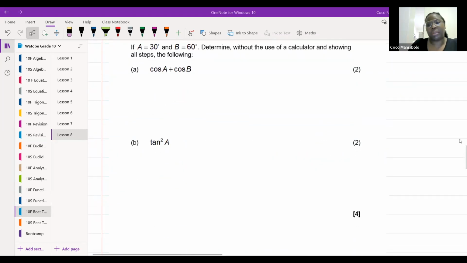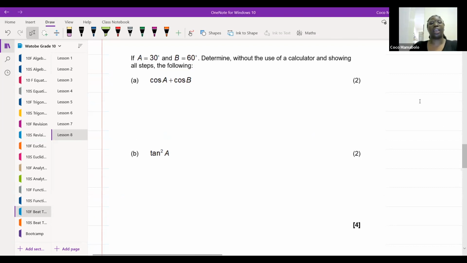All right, here's a bit of practice for you guys. I'm going to give you about 5 minutes. Now I want you guys to see here that they're saying, determine without the use of a calculator. What does that tell me, guys? What are we using? If they tell us without a calculator, what should we be thinking?